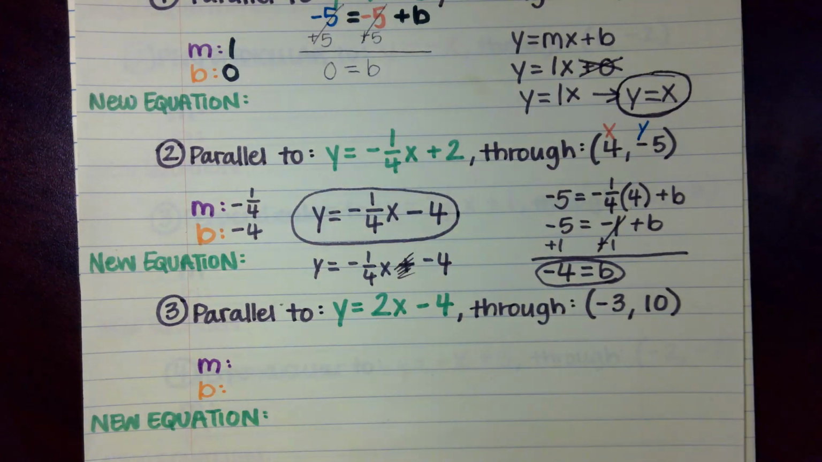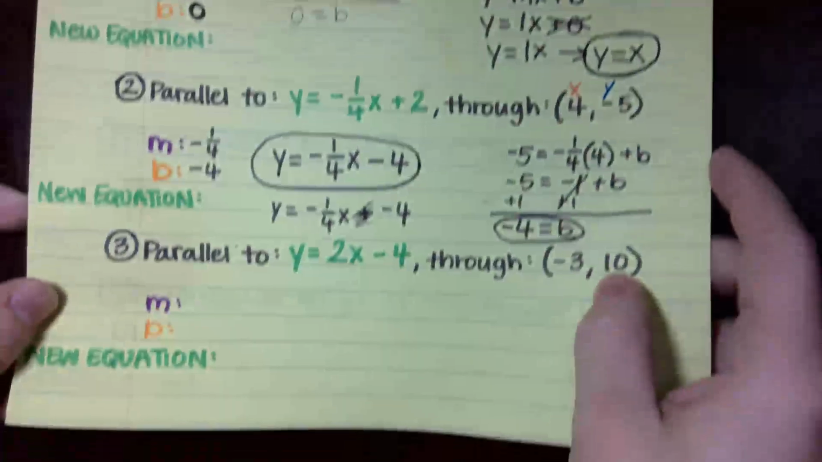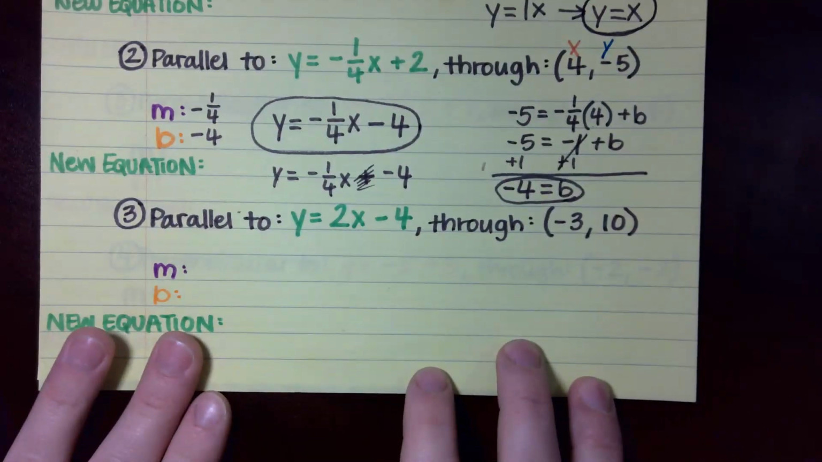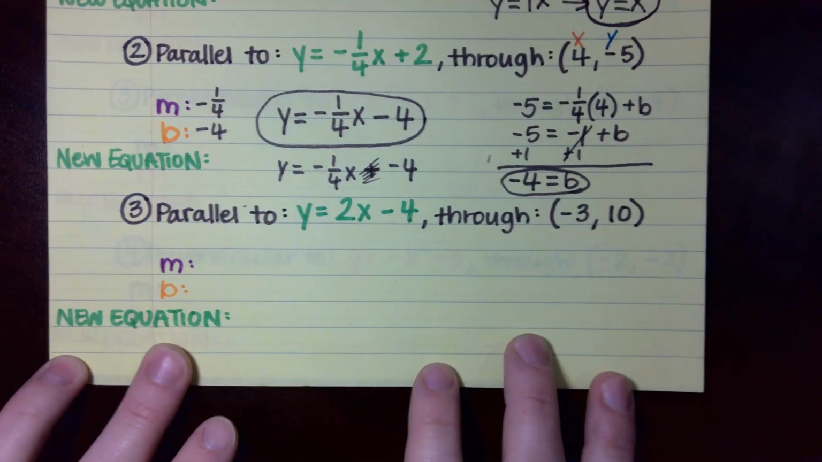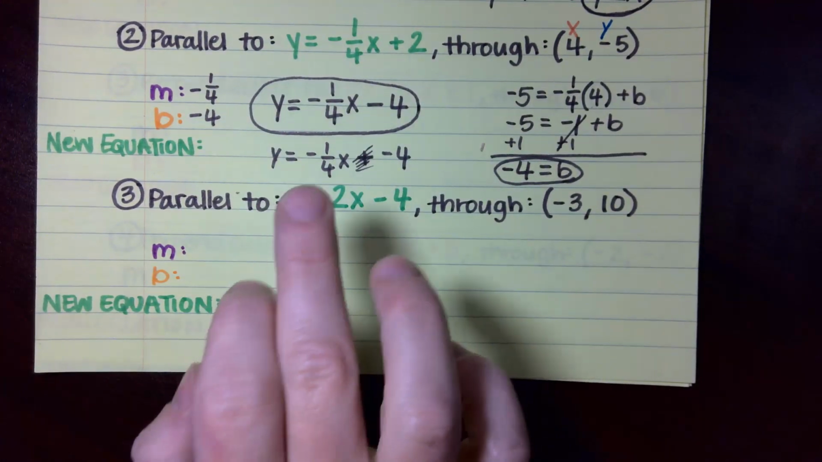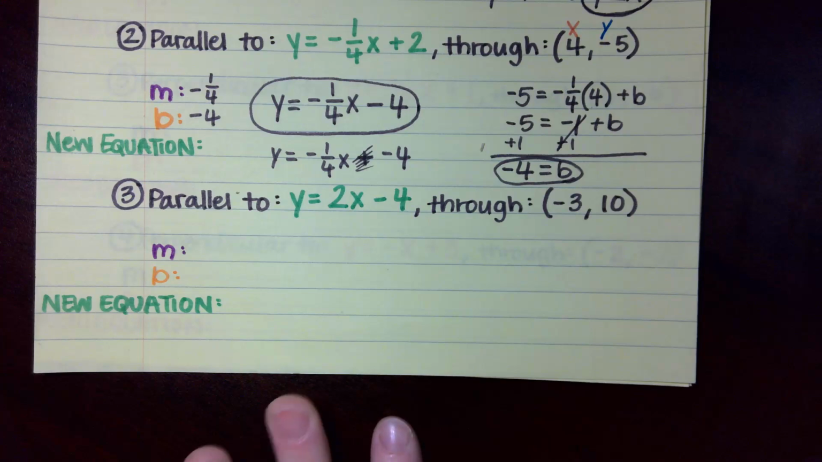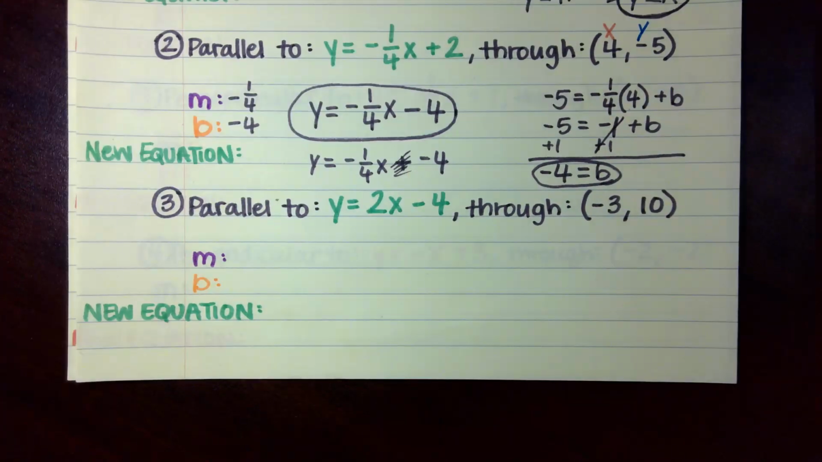All right. We have one more parallel line problem. I would like you guys to do this one on your own. I want you to write the equation of the line that is parallel to y equals 2x minus 4 and goes through the point (-3, 10). So I'm going to pause this recording.